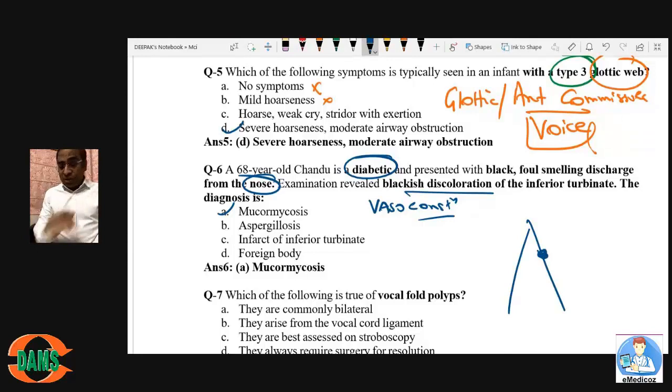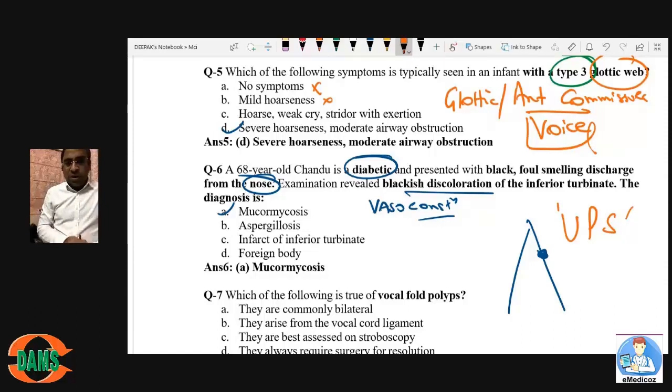So how to differentiate? Just remember the important mnemonic UPS. In your computer system, you have the UPS. U for unilateral, P for polyp, S for surgery. So nodules are bilateral. Polyps are always unilateral, at the junction of 1/3 and 2/3. But what is the treatment? Always remember the treatment will be surgery.